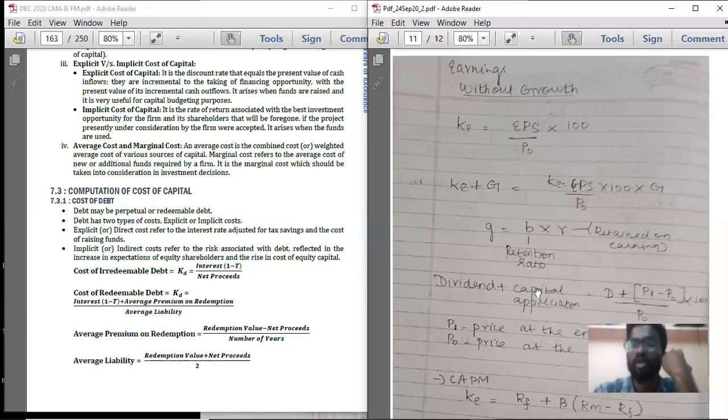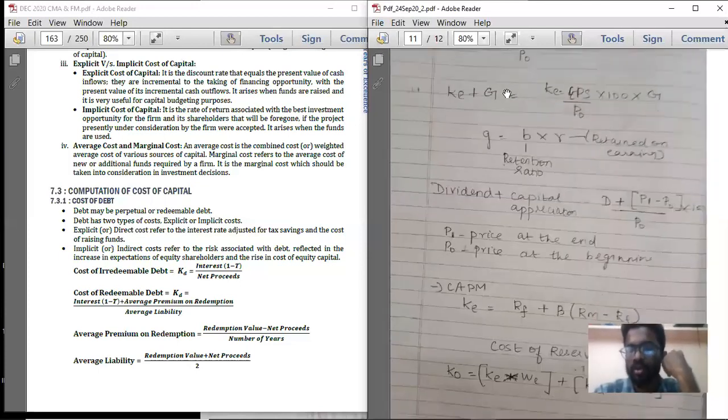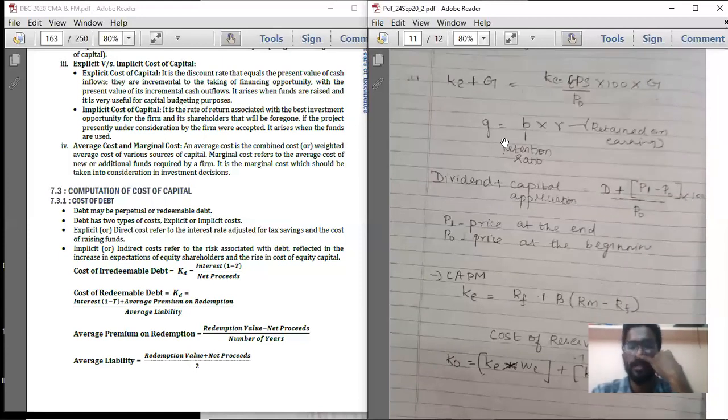So that is called growth. Now below that, record the fifth arrow mark: suppose you are receiving both dividend and capital appreciation. There is no growth, but they have given capital appreciation.